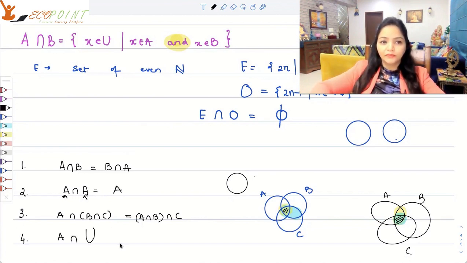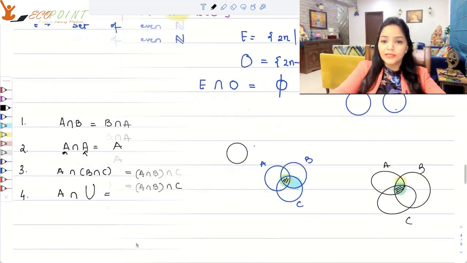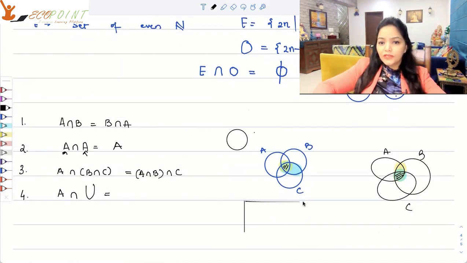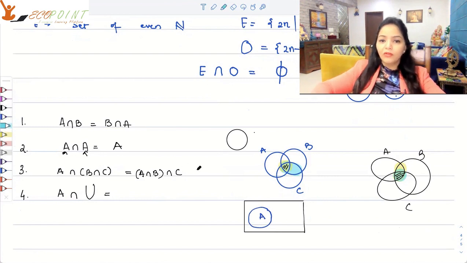Number 4, if you take the intersection of a set with the universal set, so this is a universal set, and you are taking the intersection of a set A with the universal set, you will be talking about all the elements that are in A and are in the universal set as well. What will you get? Of course, you will get A itself. So the intersection of A and the universal set is A itself.